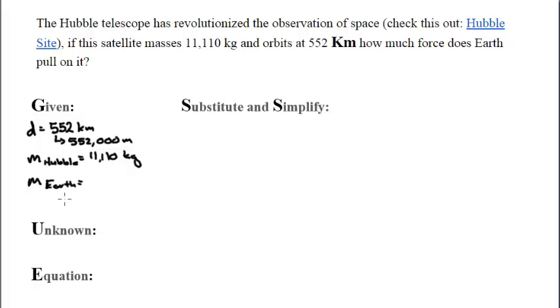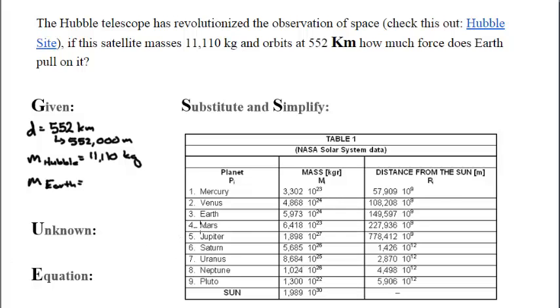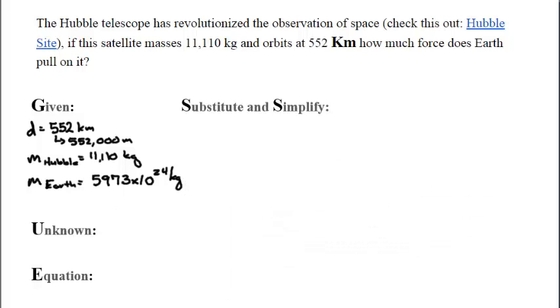And here's the, well, it's not a problem, it just means I need to go back to my grid and say that, okay, Earth masses 5.973 times 10 to the 24th kilograms. Okay, that's the information I need. I know that G equals 6.673 times 10 to the negative 11th, and I'm looking for a force again due to gravity, and that's going to be in newtons.